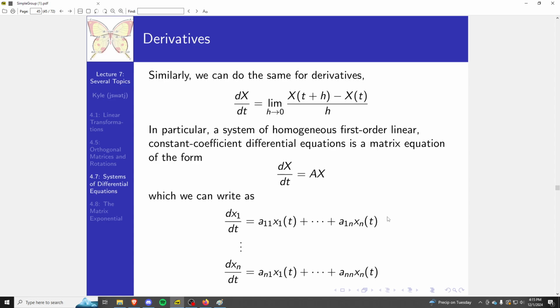And the same thing can be done for derivatives. So we can take the limit, then we can construct a derivative for a vector, which is exactly this. And in particular, we can write out a system of homogeneous first order linear constant coefficient differential equations in matrix form. So we're basically writing out a system of differential equations as a matrix. So like this, which we can write out more clearly like this. It's just a shorter way of writing it.